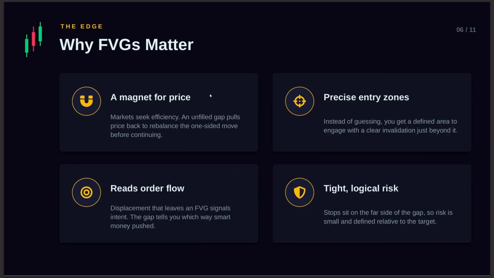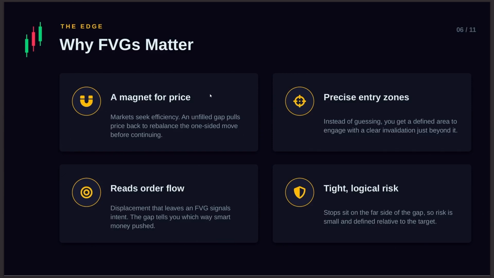Why do FVGs matter? Why do we care about all this? What's the reason for it? First, they do act as a magnet for price. Market seeks efficiency, so an unfilled gap pulls price back to rebalance that one-sided move before it continues. They do give a precise entry zone, so instead of guessing, you get a defined area to engage with a clear invalidation just beyond it.